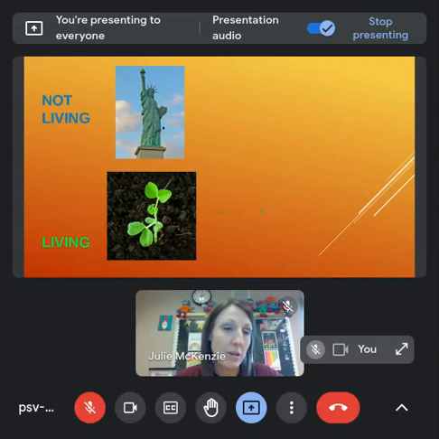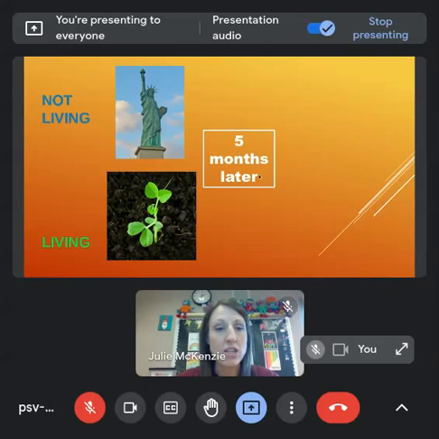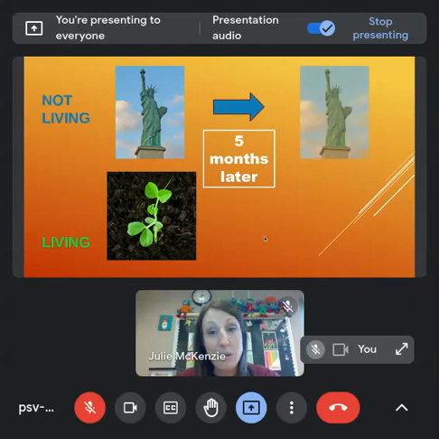Look at this picture. This is the Statue of Liberty. It's not living. And this is a plant. Do you know that plants are living? So I just told you that all living things can grow and change. So this time, let's think about 5 months. 5 months is a lot shorter than 5 years. Do you think that this Statue of Liberty will change in 5 months? Probably not. There it is. It still looks the same after 5 months.